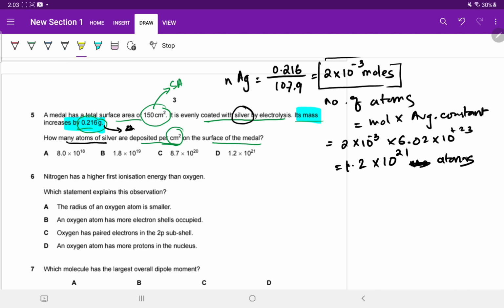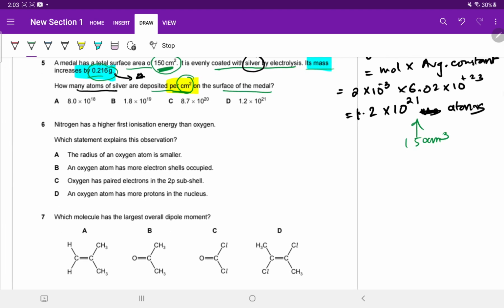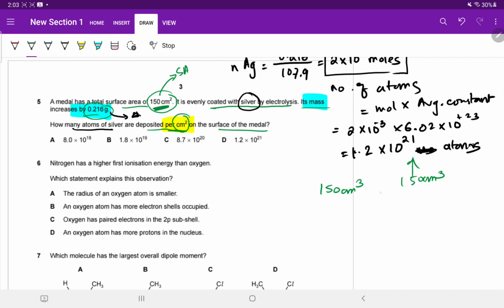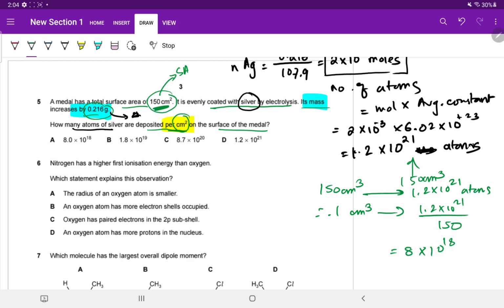Okay, so now some people may jump to the answer immediately, but we have to look at another important thing which they've asked in the question, which is how many atoms of silver per centimeter cube. So these are the atoms of silver which has been coated in 150 cm cube, because we have calculated for 150 cm cube here. So we can just do unitary method, which is 150 cm cube contains 1.2 times 10 to the power 21 atoms. Therefore 1 cm cube shall contain 1.2 times 10 to the power 21 divided by 150. This will give us 8 times 10 to the power 18 atoms. Okay, so the answer is A.